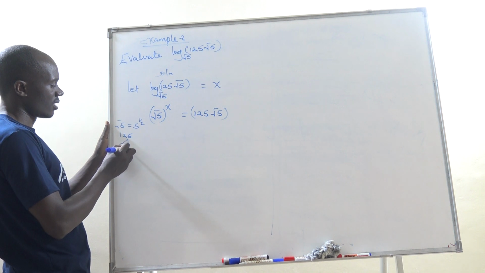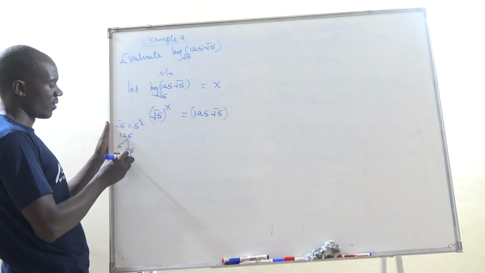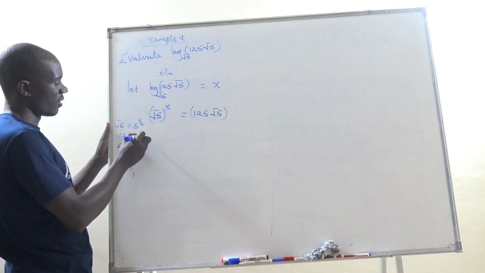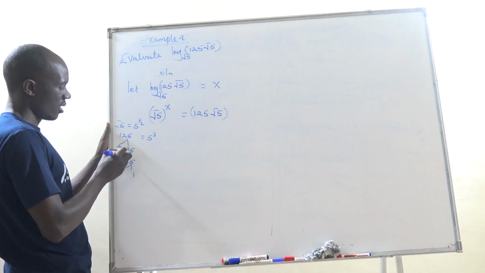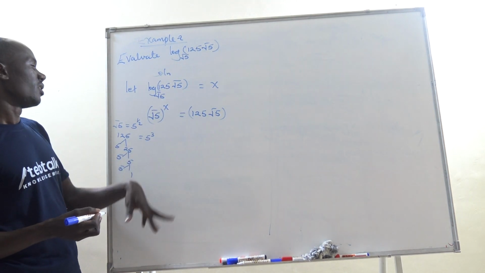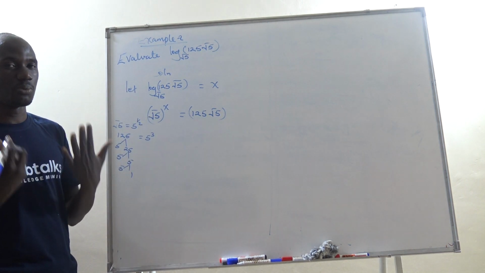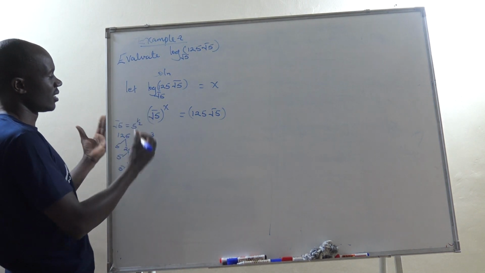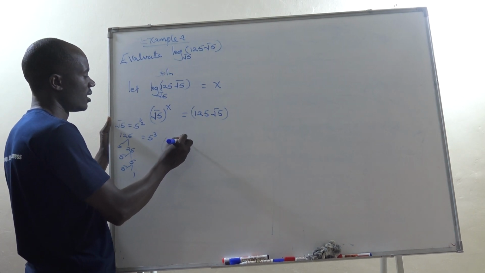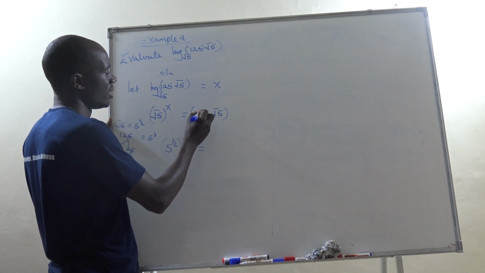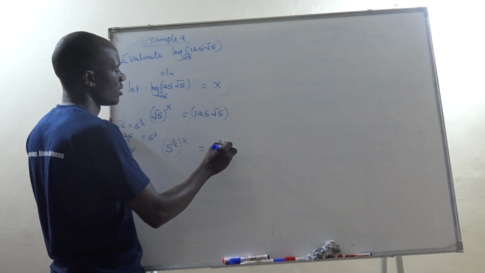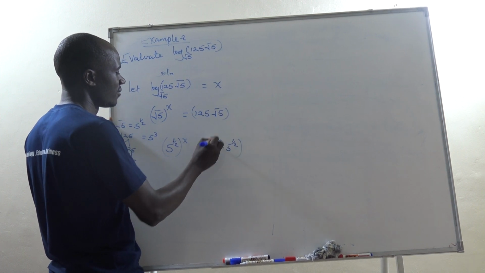By 5, I get 25. By 5, I get 5. By 5, you get 1. So 125 alone is the same as 5 to power 3. So where you see 125, I'm going to put 5 power 3. Where you see square root, I'm just going to put 5 power a half. What comes here? This is 5 power half outside x equals, where there is 125, put 5 power 3 times this is 5 to power a half.